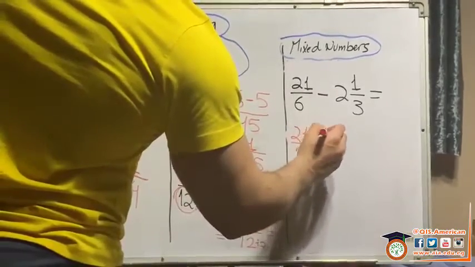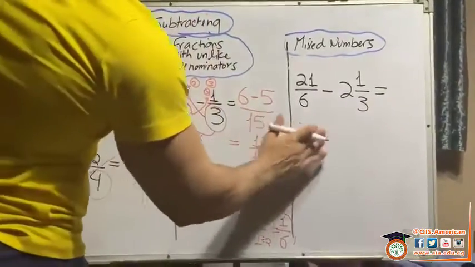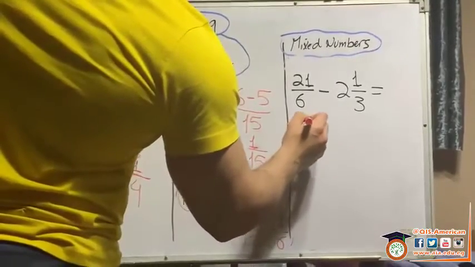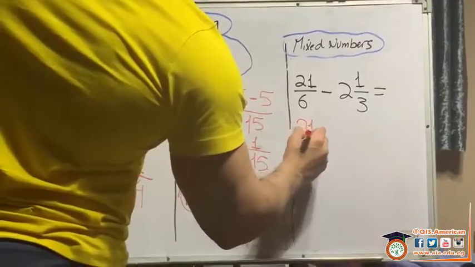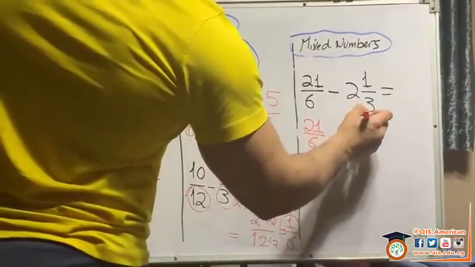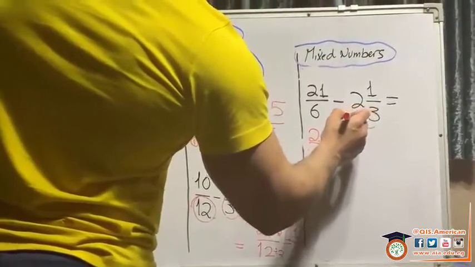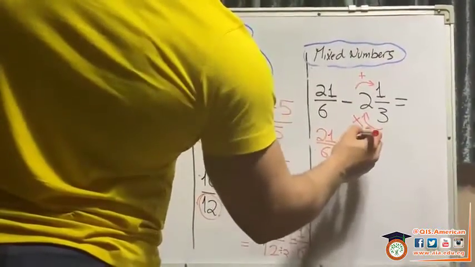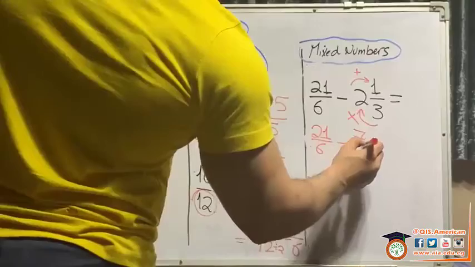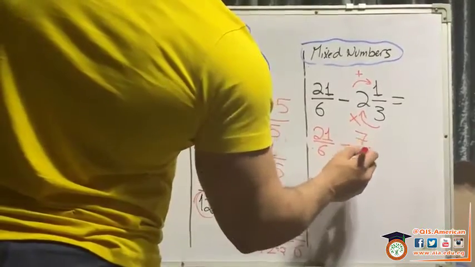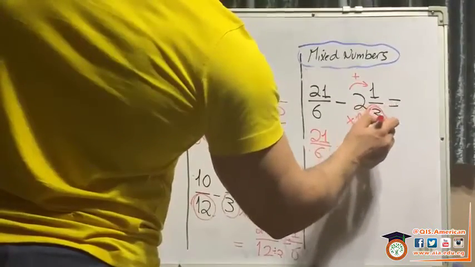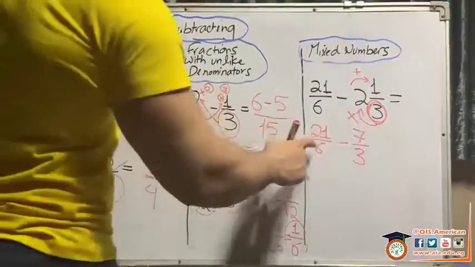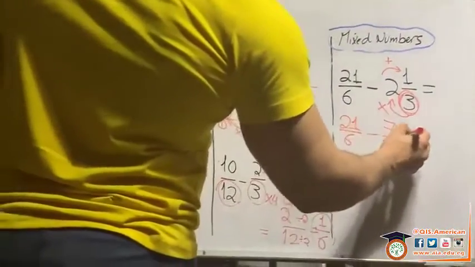Okay, what about the next one? What about the second one? I'm gonna have to turn it into an improper fraction as well. Okay, how do I do that? Remember, 2 multiplied by 3 gives me a 6, plus 1 gives me a 7. So I have a 7 in the numerator. What about the denominator? It is still the same. So I have 21 over 6 minus 7 over 3.